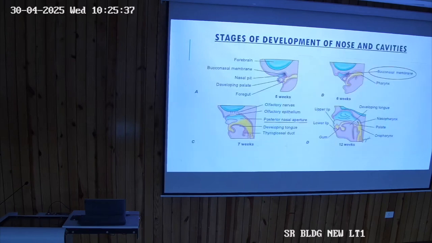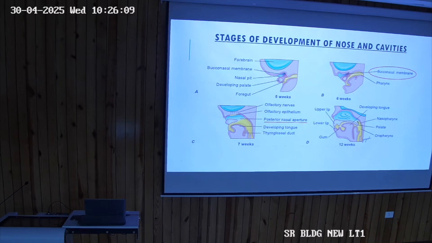Then next we have development of the nasal cavity. We'll cover it fast. Please pay attention. Till now we have covered that there is a formation of the nasal pit. Now this nasal pit grows inside and forms a nasal sac or nasal cavity. Right now this nasal cavity is separated from the oral cavity by the formation of a membrane known as the bucconasal membrane. There is no communication right now with the oral cavity.